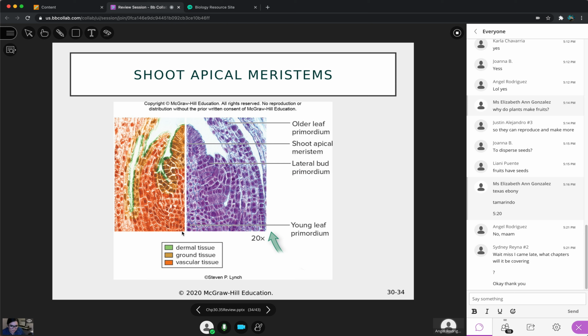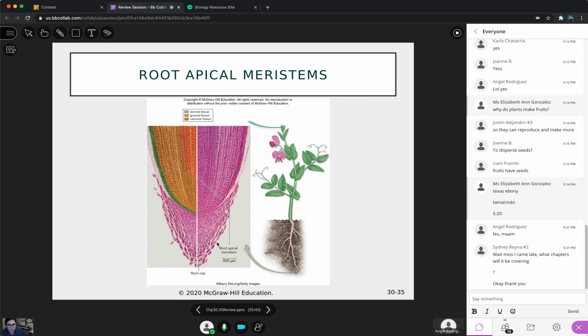So there are different types of tissues: the dermal, the ground, and the vascular tissue. I think I have a slide just on vascular tissue, which we'll get to in a little bit. This picture is a root and a root tip. When you zoom in, you would see a lot of cells undergoing mitosis. Mitosis is prophase, metaphase, anaphase, telophase. That's because roots are actively growing all the time.